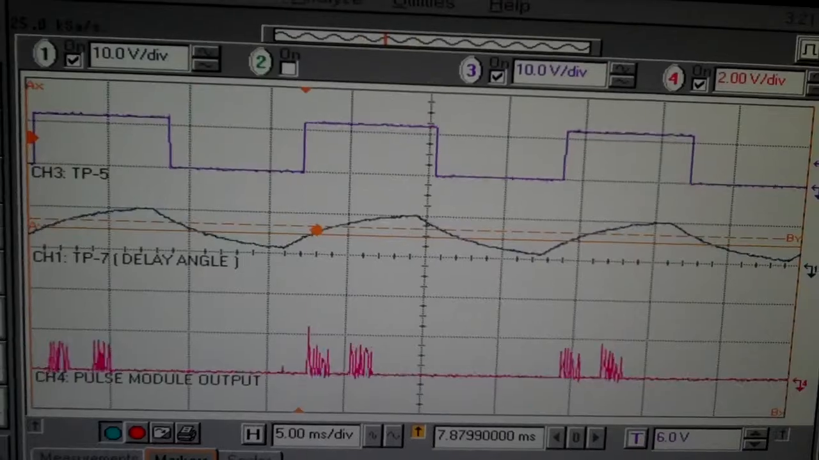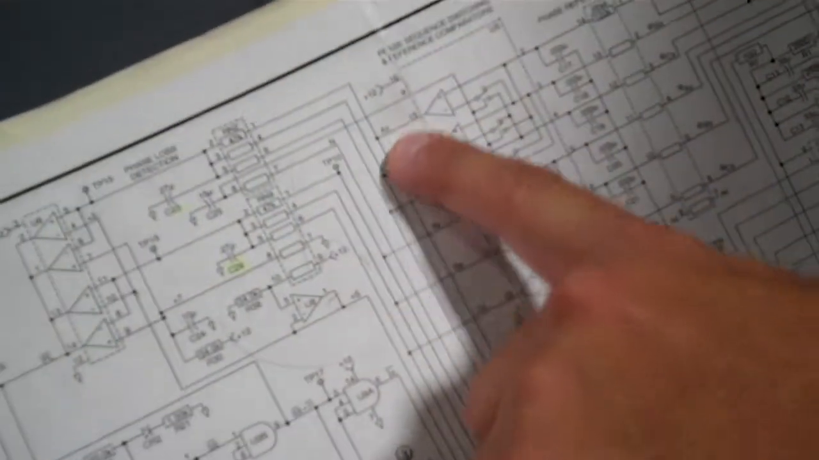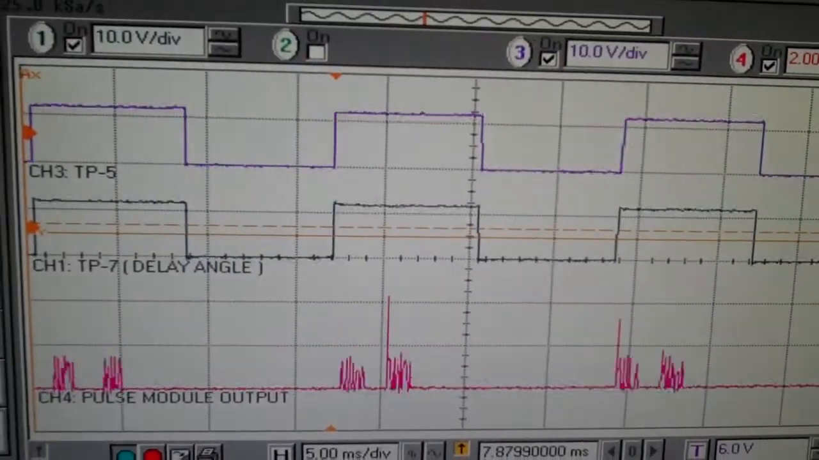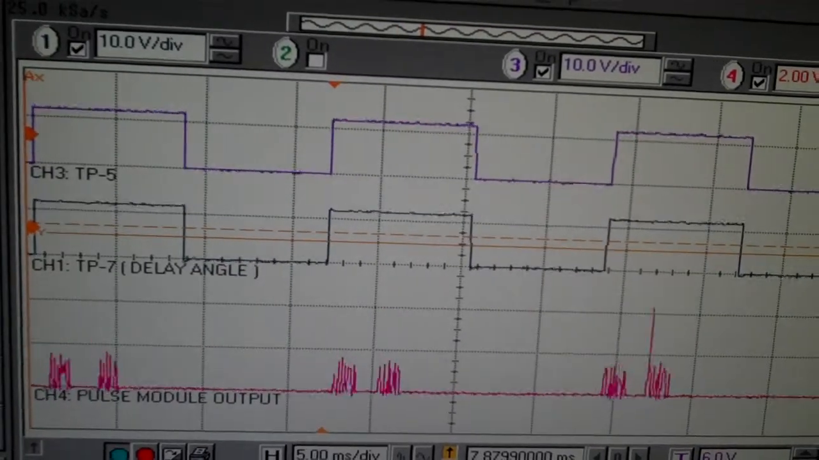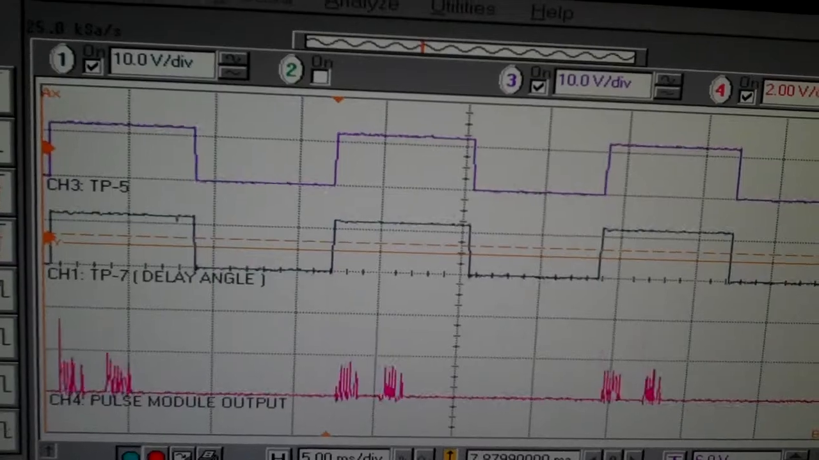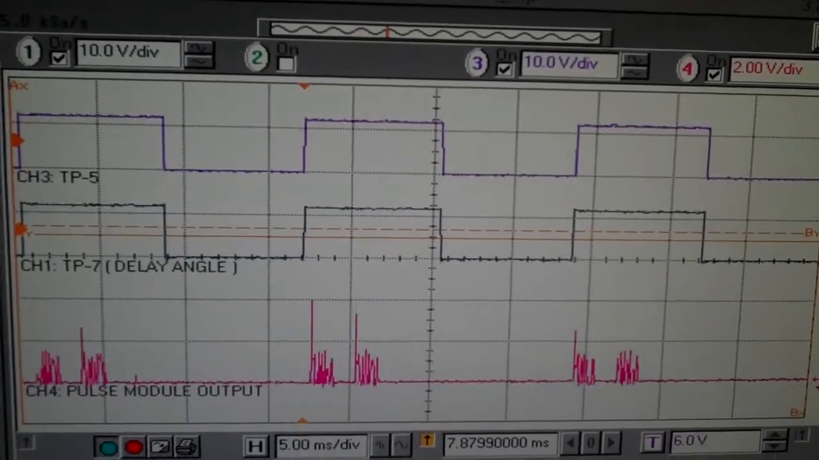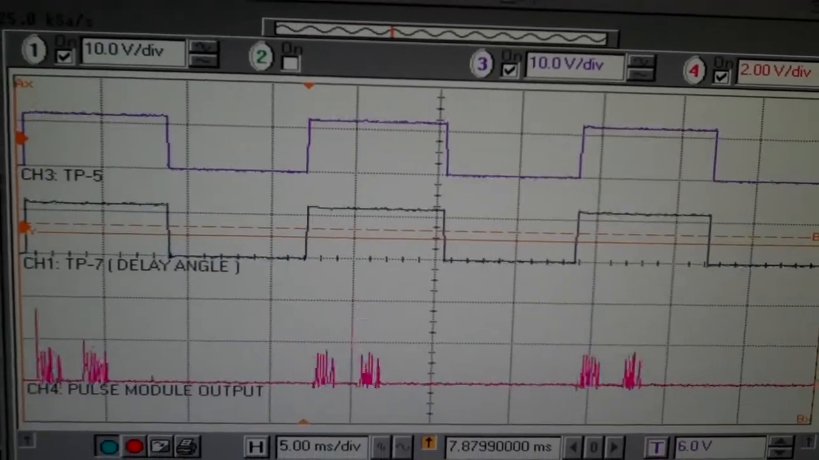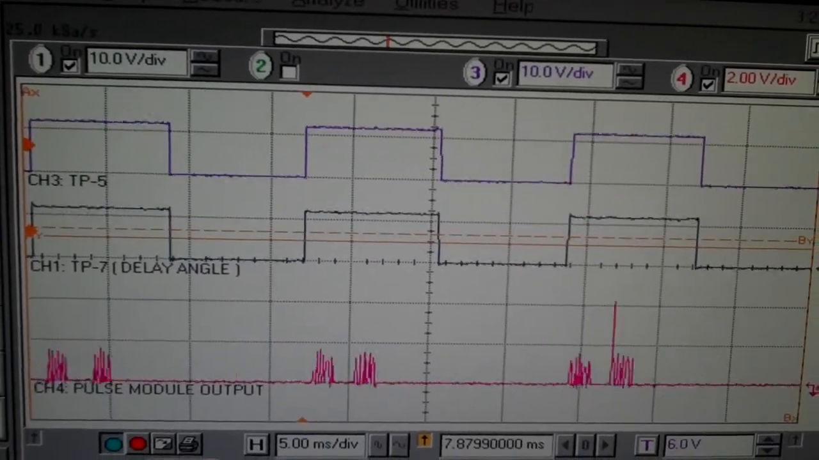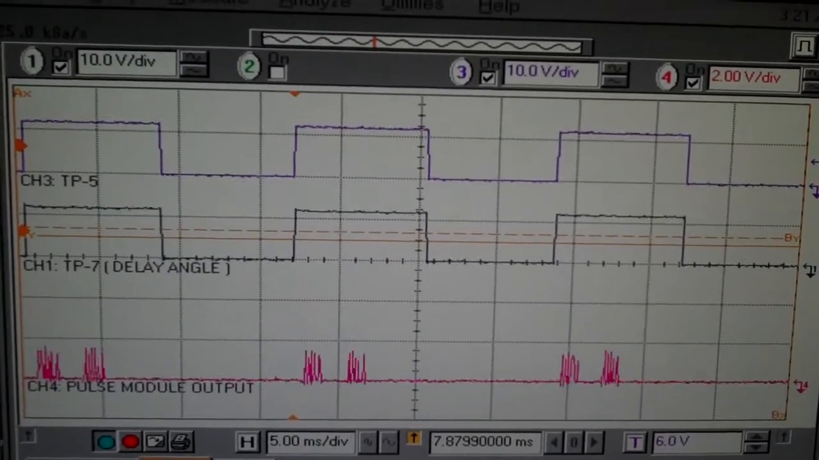Then we're going to go across to U5 pin 15, which turns out to be test point 5. This is how we're going to check that U5 is working. We have to have a 50% duty cycle. The big difference is when you bring in a sinusoidal waveform as reference, and then at the output of U5 you have a square waveform that is 50% duty cycle.